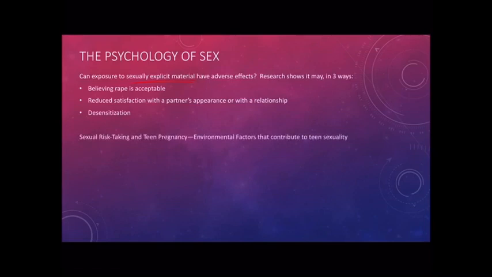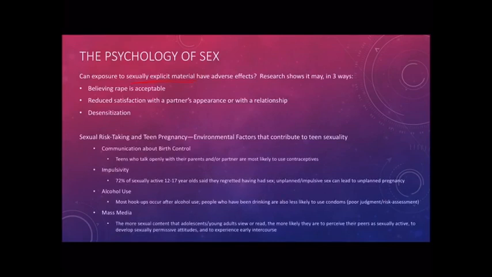Okay, risk-taking in teen pregnancy. So to summarize here, these are just some environmental factors that contribute to sexual behavior in teens. The first is communication about birth control. If teens talk openly with their parents or their partner, they are most likely to use contraceptives, which of course will reduce the risk of teen pregnancy. So communication about birth control is really the best thing that you can do as a parent for your child.